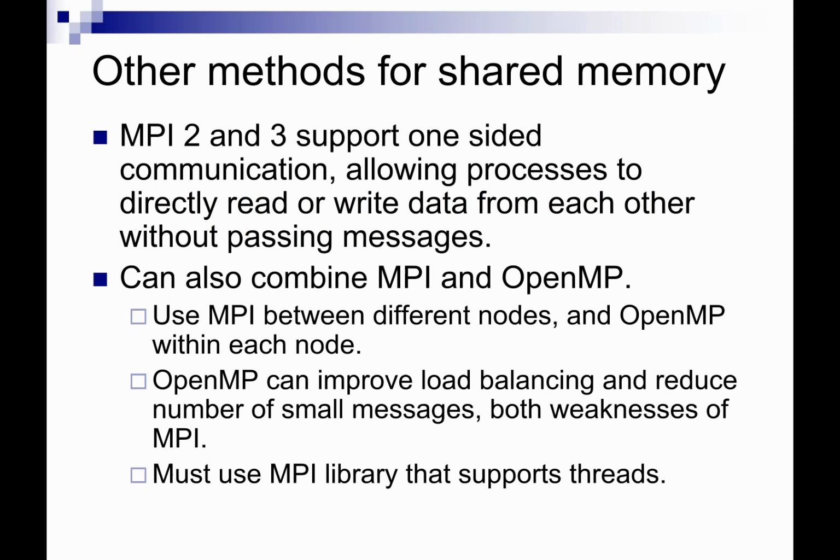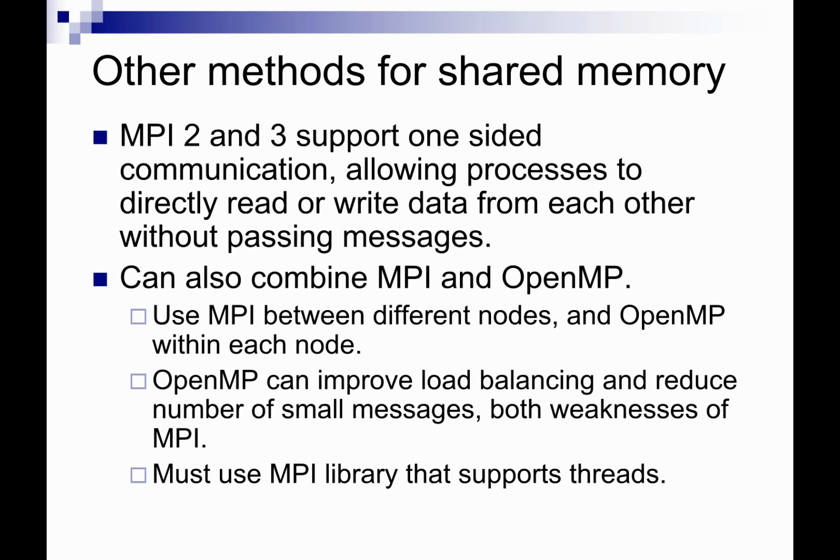Finally, there are a few other methods for shared memory programming. I mentioned when we talked about MPI that the newer versions of MPI, MPI 2 and 3, actually support one-sided communication. This means that instead of one process sending a value and another process receiving, you can just directly write a value to some other process without having to pass these messages. So that's kind of like doing shared memory programming.